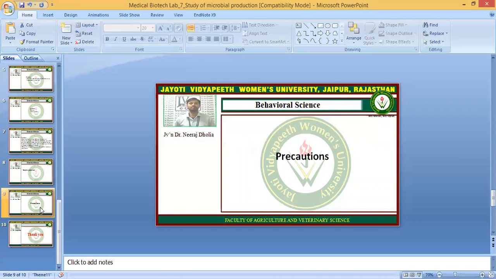The precautions are that you have to maintain proper sterilization processes, because the media can be contaminated if proper autoclaving or proper sanitization processes are not there. And the inocula which you have taken for the fermentation process should be taken from the log phase of the culture media. So these are the precautions.